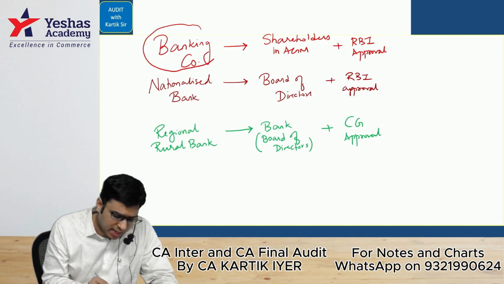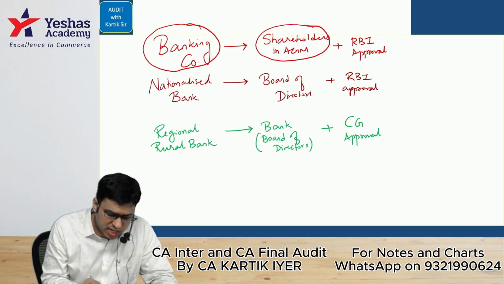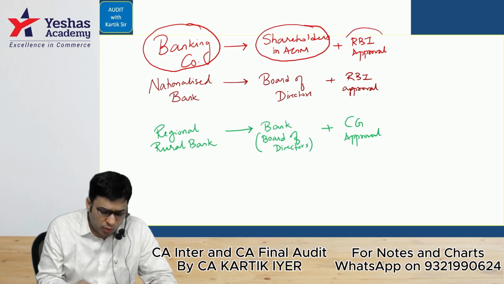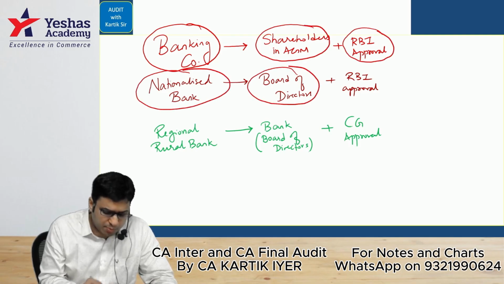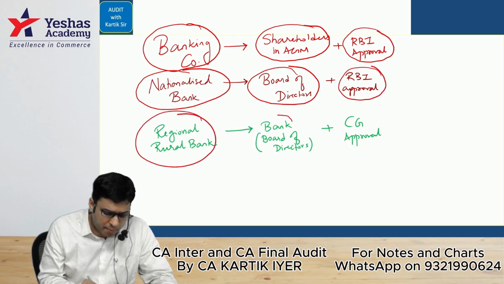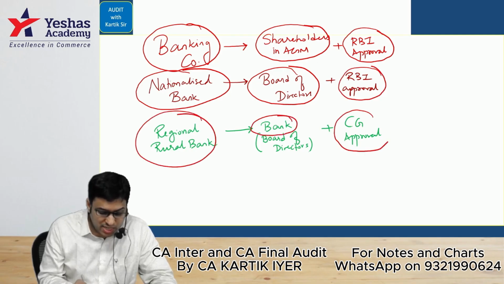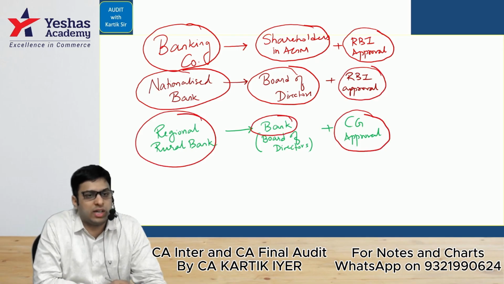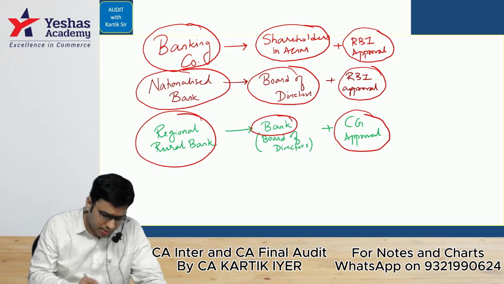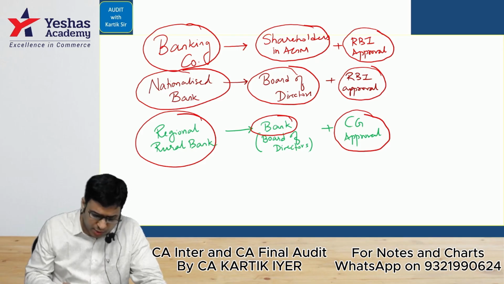In the case of banking companies, my dear students, shareholders in AGM appoint the auditor along with RBI approval. In the case of nationalized banks, board of directors appoint the auditor along with RBI approval. In the case of regional rural banks, bank appoints the auditor along with CG approval. So be careful in MCQs who appoints the auditor for which bank. Okay, be careful here. Let's do the next part.